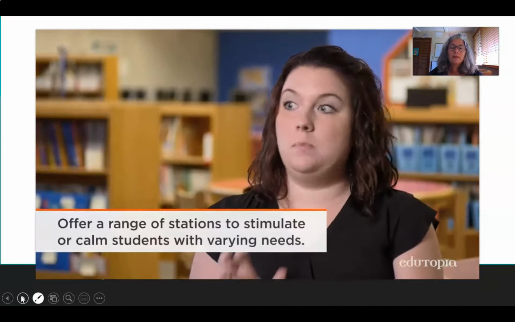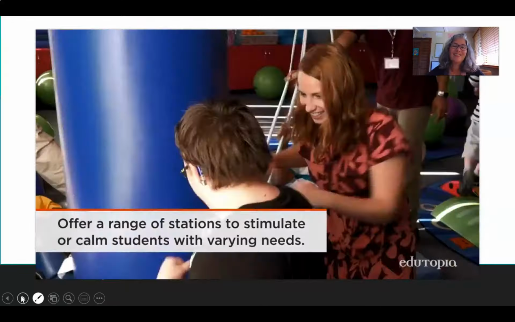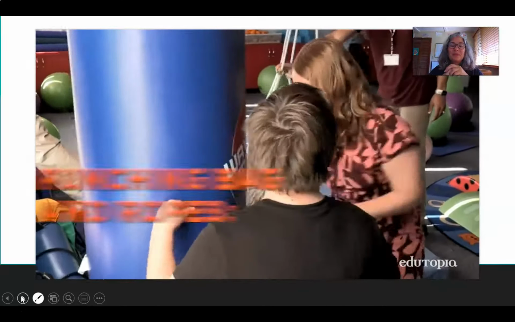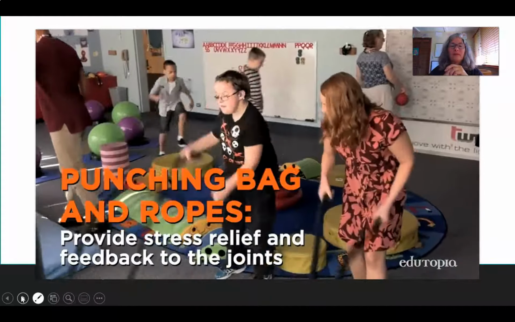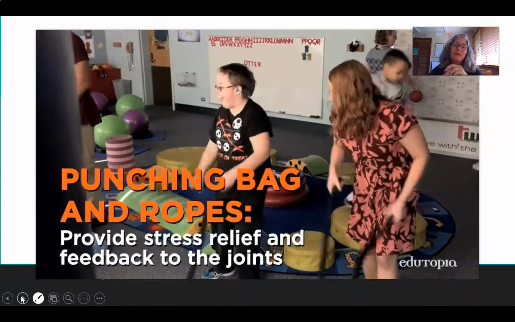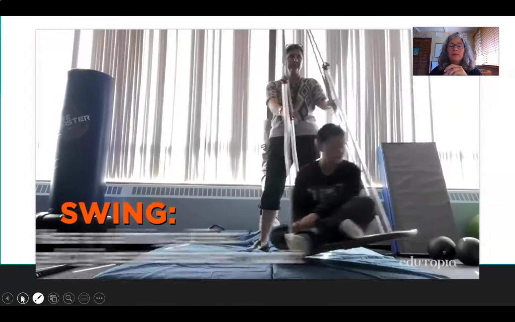So there's different stations in the sensory room, and some of my students love specific stations. One in particular loves the punching bag and the ropes. He's able to get all that anger and frustration out, so that calms him down. Whereas another student, I know he needs calming movements, so he's on the swing going back and forth.